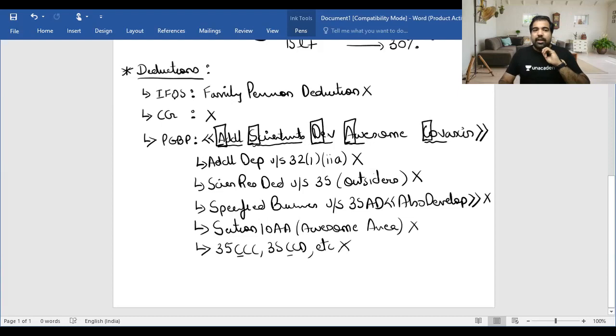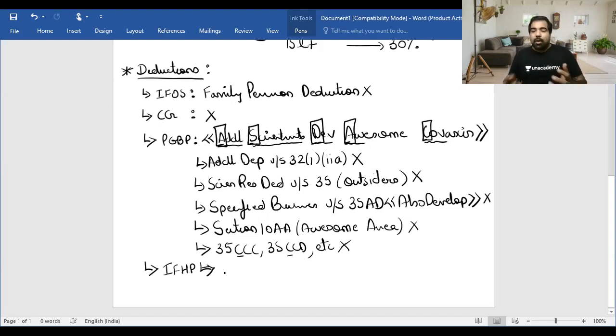So in PGBP you will not get this. Capital gain, no change. IFOS, family pension deduction you don't get. Next, let's move ahead. Which is the next thing you don't get after PGBP, guys? The head is income from house property, and in income from house property, just one thing you don't get.